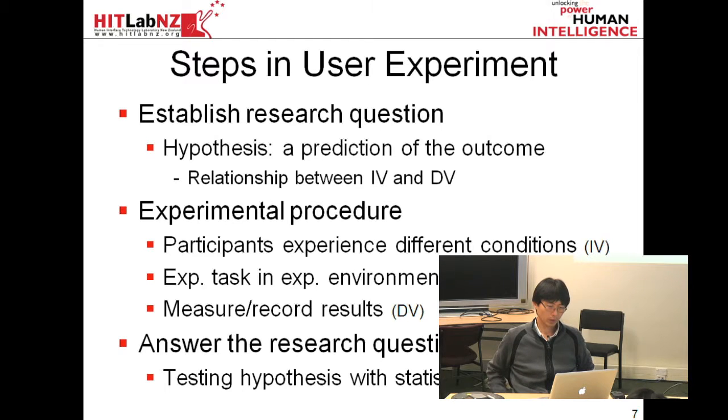So how to run a user experiment? There are certain steps. As with other user studies, a user experiment also starts with establishing your research question. And for the user experiment, they prefer a specific type of research question, which is very specific. And they are called hypotheses. Basically, a hypothesis is a sentence that summarizes the prediction of the outcome of your study.